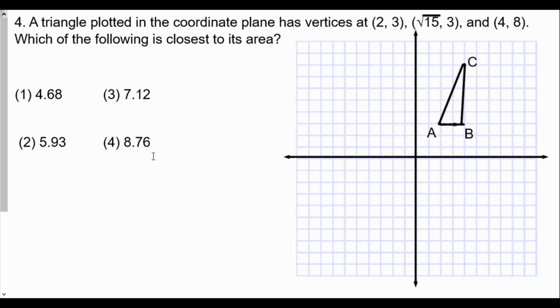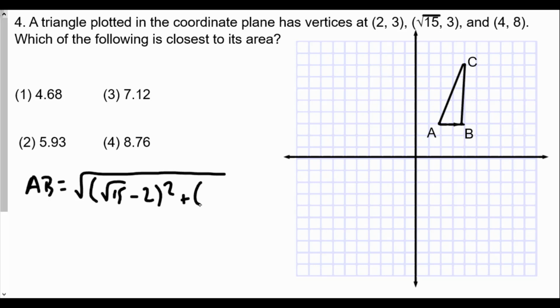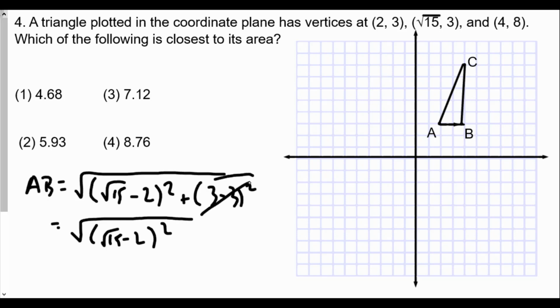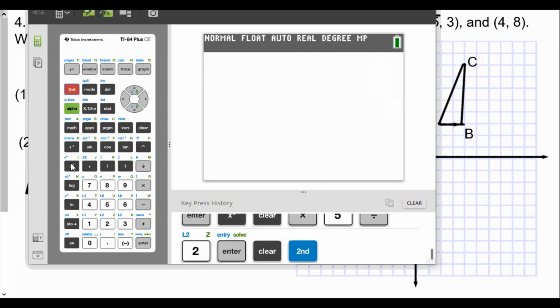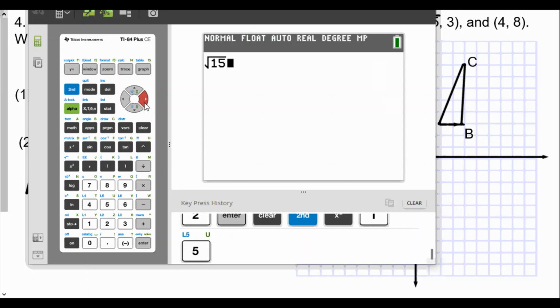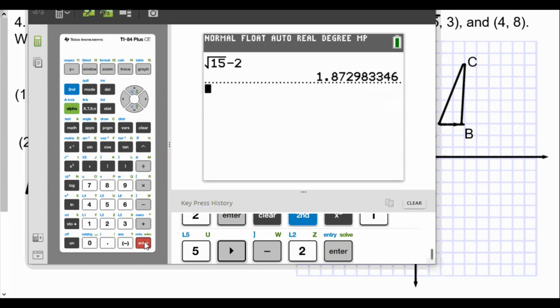So the distance horizontally, AB, is equal to the square root of our distance formula, which will be the square root of (square root of 15 minus 2) squared plus the difference of the y values, which is 3 minus 3, which is 0. So AB is just going to be the square root of (square root of 15 minus 2) squared, because the other term is 0. If it's the square root of anything squared, you just get that difference, the square root of 15 minus 2. Now let's bring up our calculator. We do the square root of 15 minus 2, and we get a value of about 1.87289, and we'll hold that in the calculator for now.